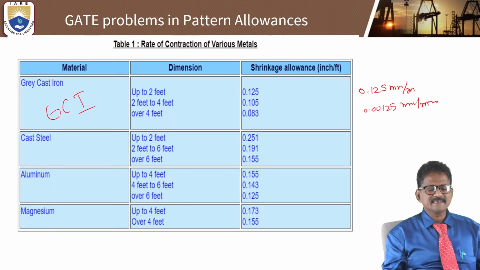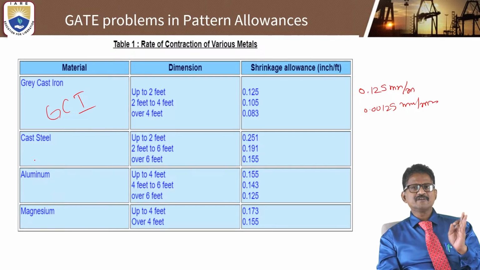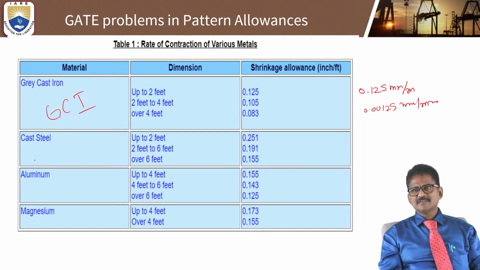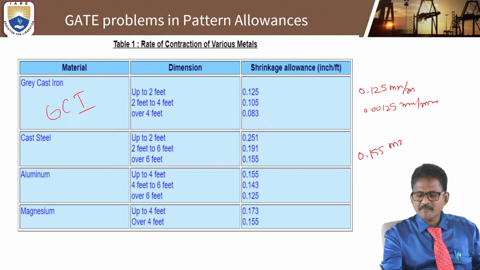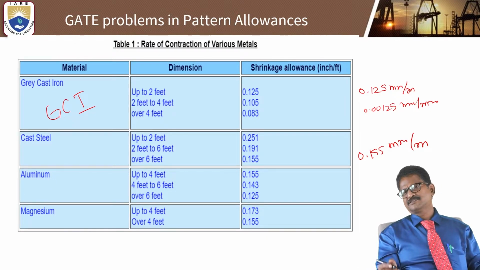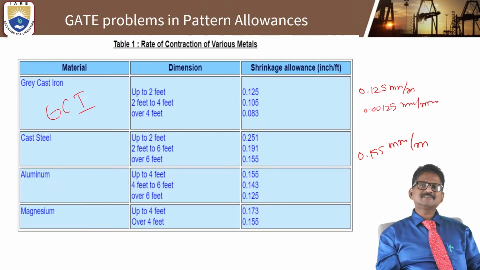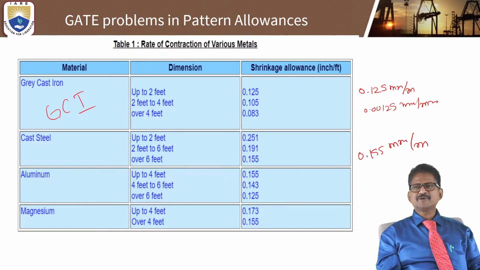Not only grey cast iron, if you take cast steel, the shrinkage allowance should be provided up to 2 feet as 0.251. Similarly, 2 to 6 feet, 0.191, and over 6 feet it is 0.155 inch per foot, or 0.155 mm per meter. So this is very important. It is in FPS units. If you do it for the MKS or SI system, mm per meter or centimeter per meter, whatever units you require, you are able to do it.